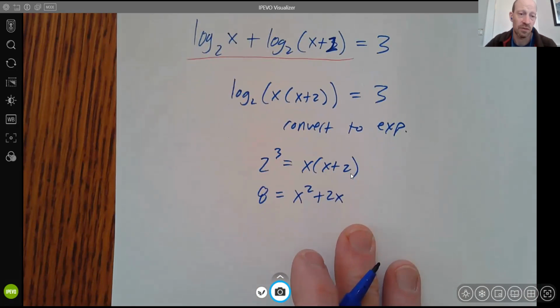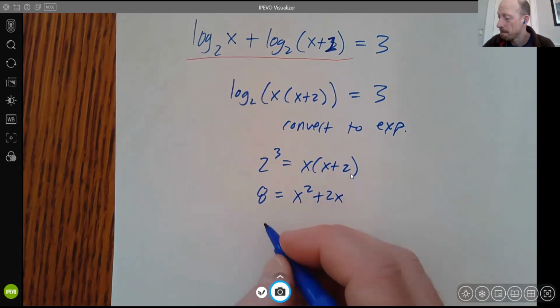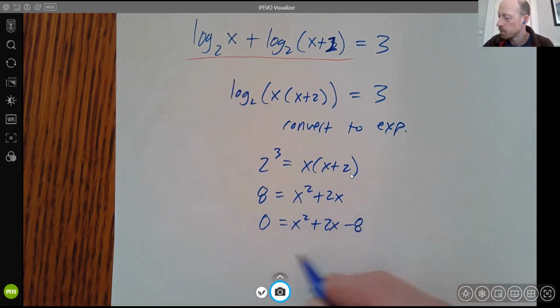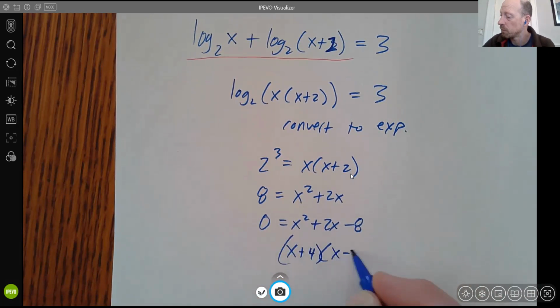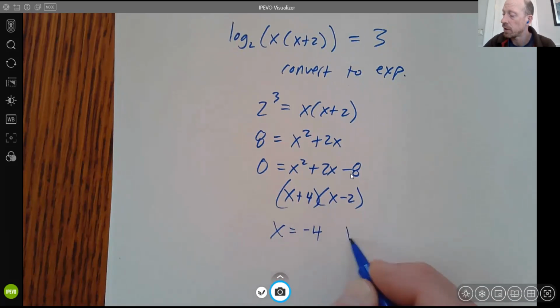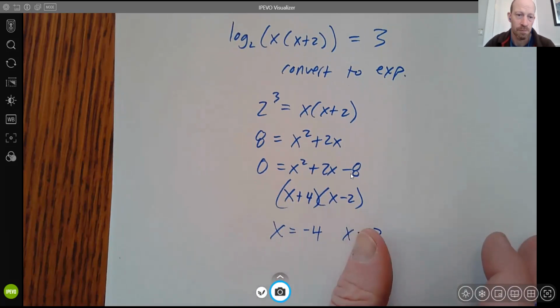And it ends up, this is just a quadratic, and it factors. So we got x equals -4 and x equals 2.